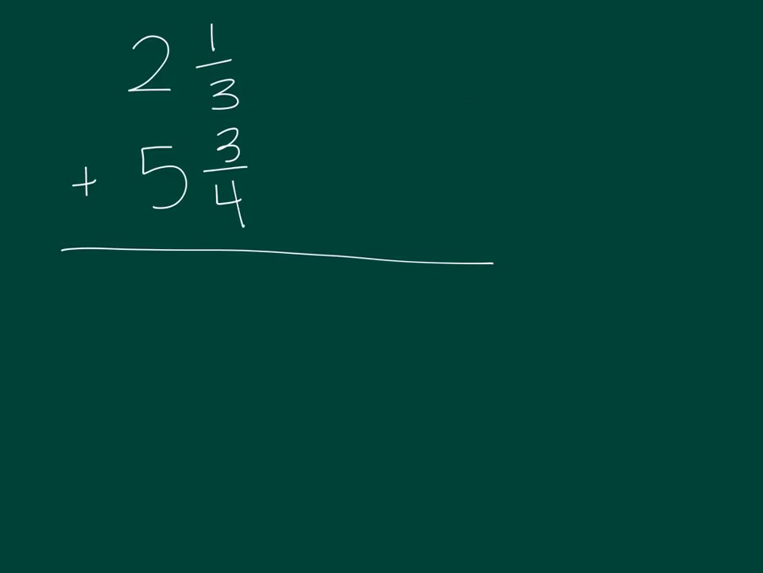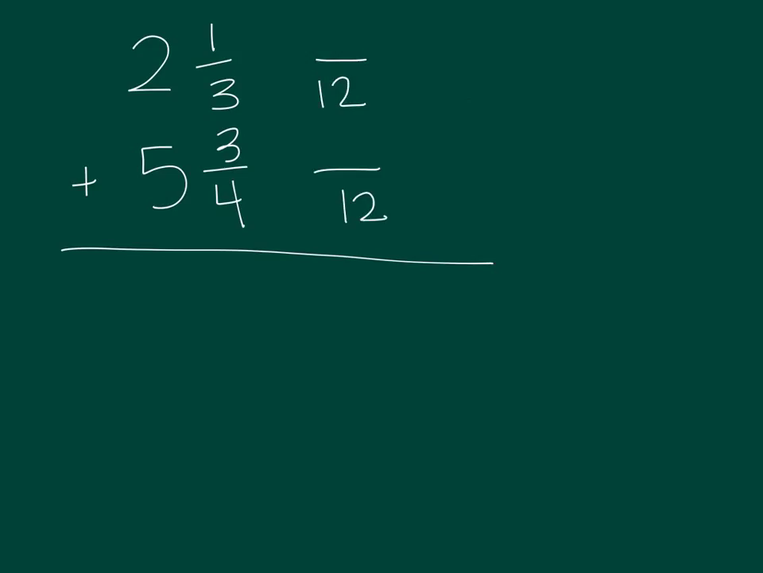Now let's look at adding mixed numbers. I have to do the same thing with the denominators, and 3 and 4 have nothing in common. So when there's nothing in common, you multiply them. 3 times 4 is 12.